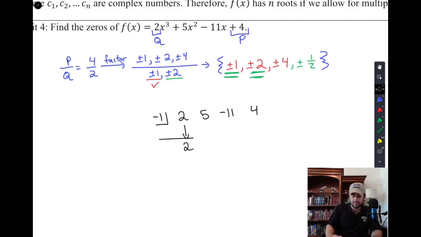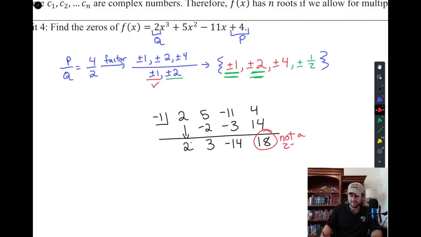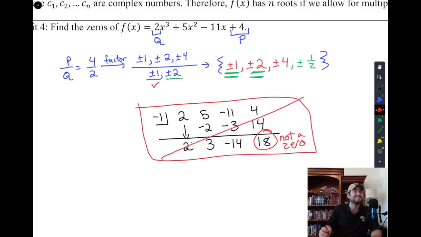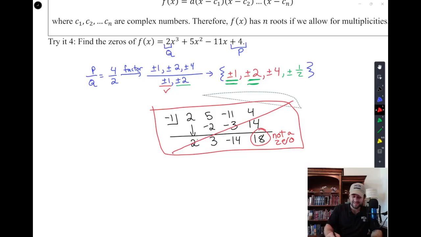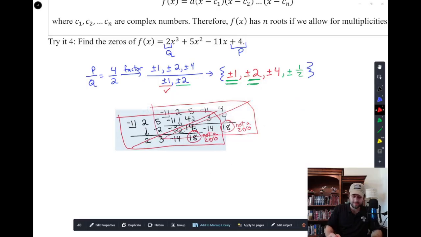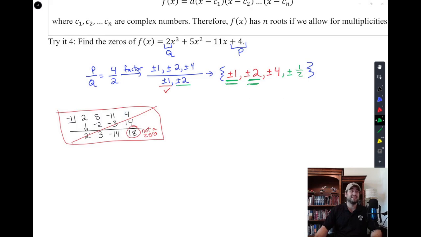Drop down the 2. 2 times -1 is -2. Subtract, you get 3. Times -1 is -3. Add, you get -14. -14 times -1 is 14. Add, you get 18. Boom, 18. Not a 0. And so this whole box was kind of pointless. It didn't tell us anything. I mean, it did tell us that -1 is not a 0. But that's it. And so we need to try another number.